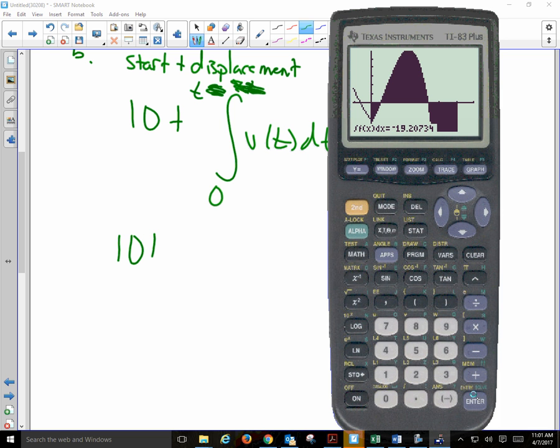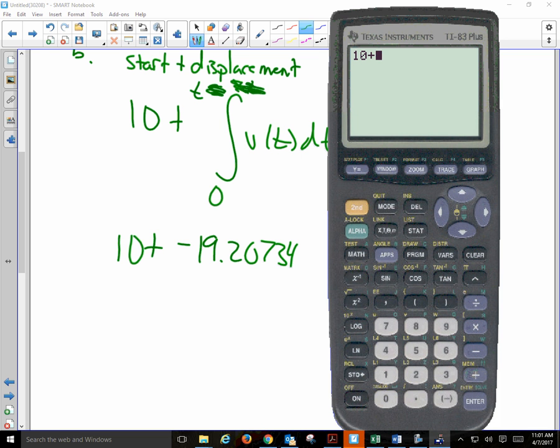So I get 10 plus negative 19.20734. So I'll do 10 plus negative 19.20734. And we get that negative 9.20734. And that's the position right now.